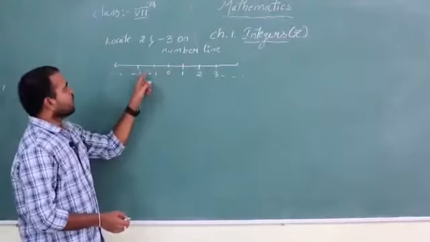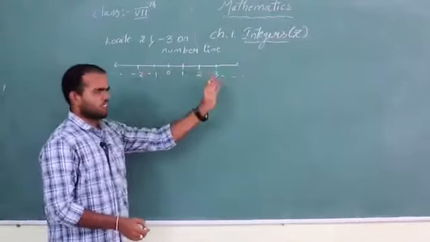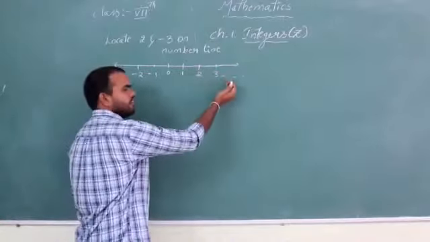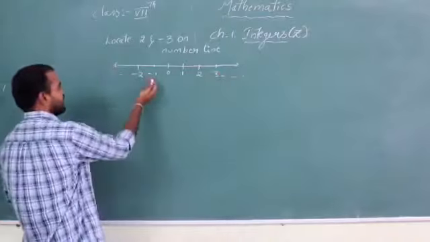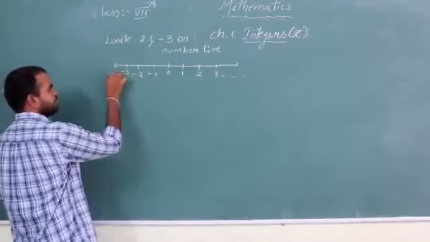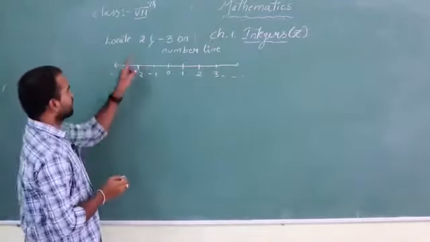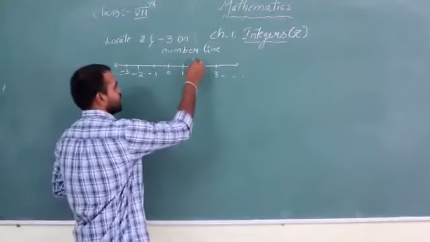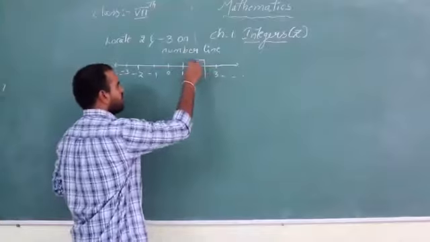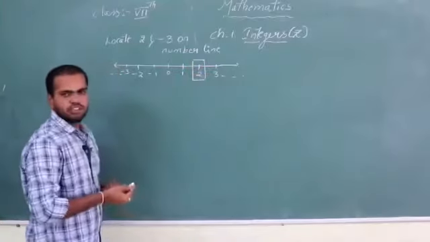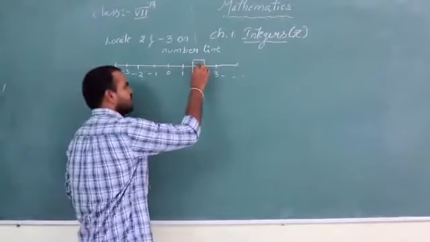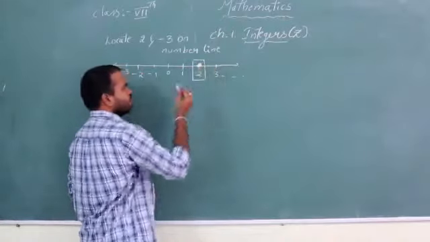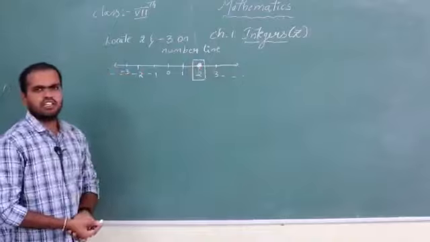So how to locate these numbers? You have to draw the number line, with 0 in the middle. On the right side we take the positive numbers, and on the left side we take the negative numbers. Now what do we have to locate? We have to locate 2. So where is 2? Here. You can draw a rectangle box, or else you can draw one thick point here. In both ways you can locate.